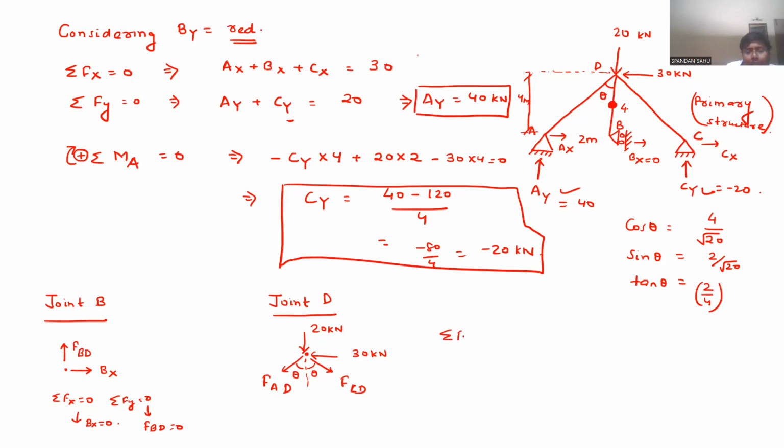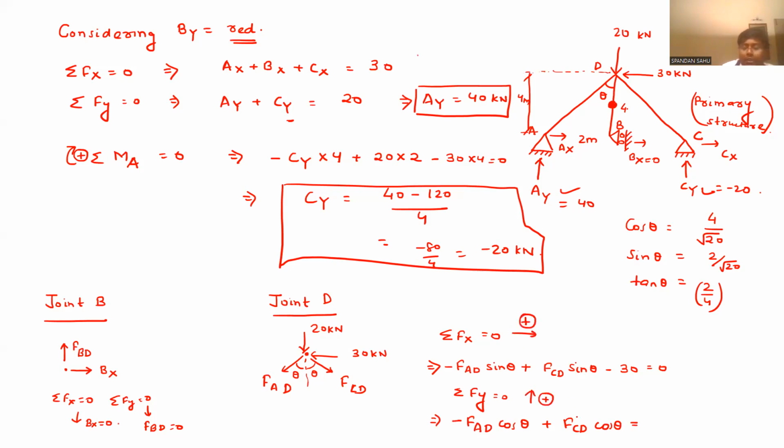Now see, when you do summation of Fx equal to 0, this will be minus FAD sin theta plus FCD sin theta minus 30 equal to 0. And when you do summation of Fy equal to 0, you will get FAD cos theta plus FCD cos theta, which means minus FAD minus FCD will be equal to 20, because upward positive we generally take and rightward positive for the horizontal case. Till this point, all those equations are correct. You are getting it? Yes, sir.